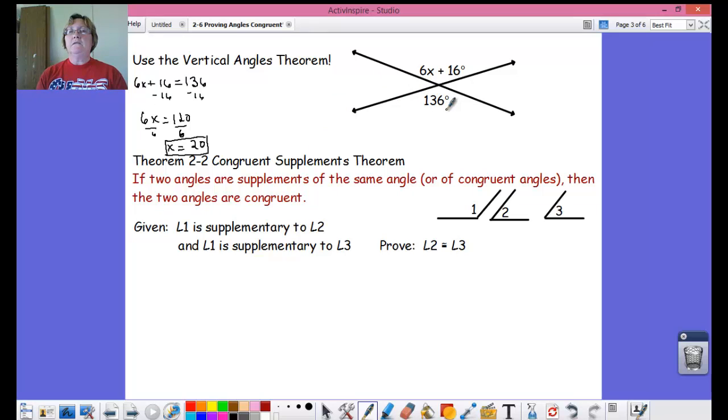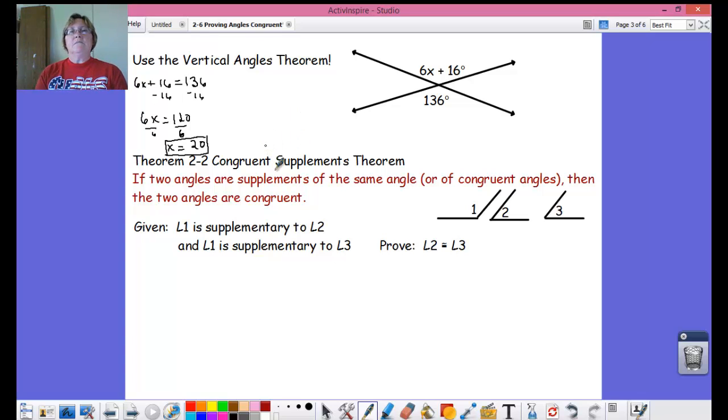Vertical angles must be equal. That's what the theorem says. So I wrote an equation that says that expression 6x plus 16 is equal to 136. I subtracted 16 from both sides and divided by 6 to come up with x of 20. And that is familiar work to all of us.